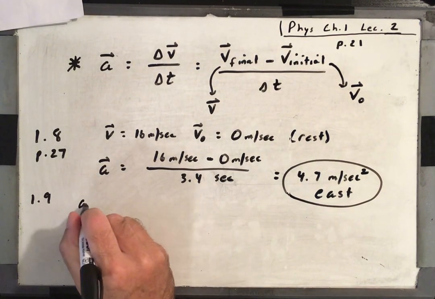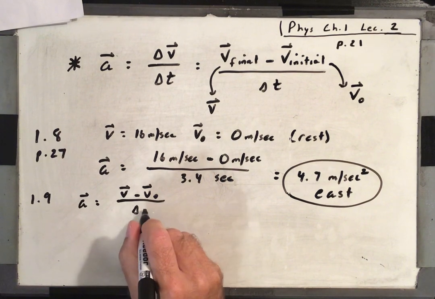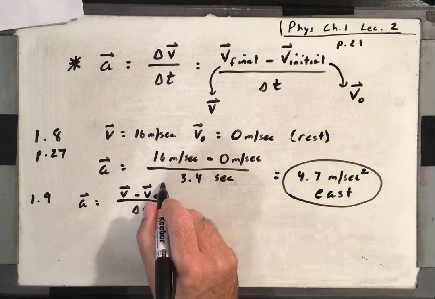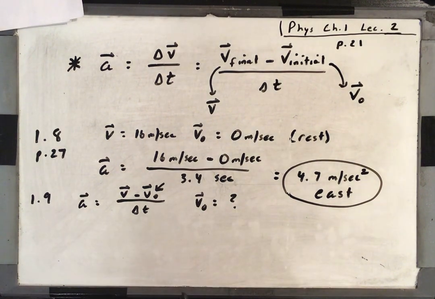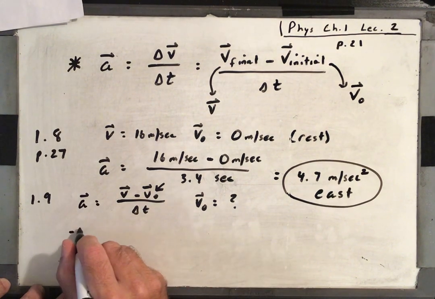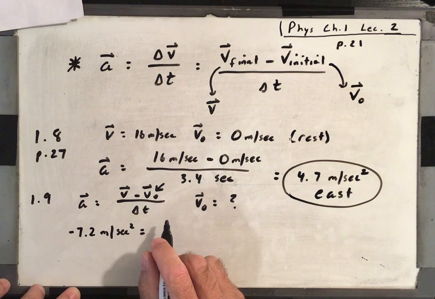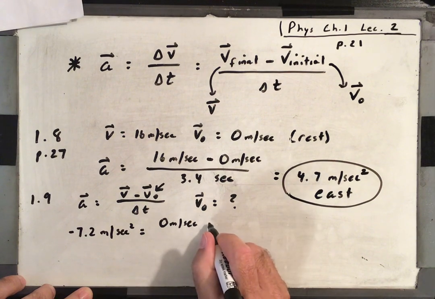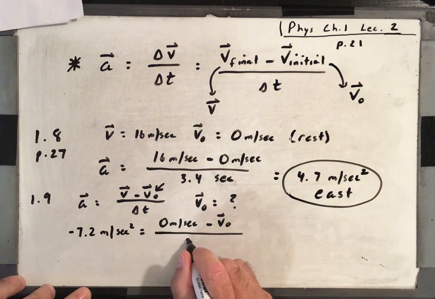We know that acceleration is equal to the final velocity minus the initial velocity over the change in time, and we are trying to figure out how fast the car was originally moving, so that would be V naught. That's what we want to know. Let's just fill in the numbers. We've got negative 7.2 meters a second squared equal to, now what's the final velocity? It's a stop, so that's 0 minus V naught, what we're trying to figure out, over the time of 3.1 seconds.